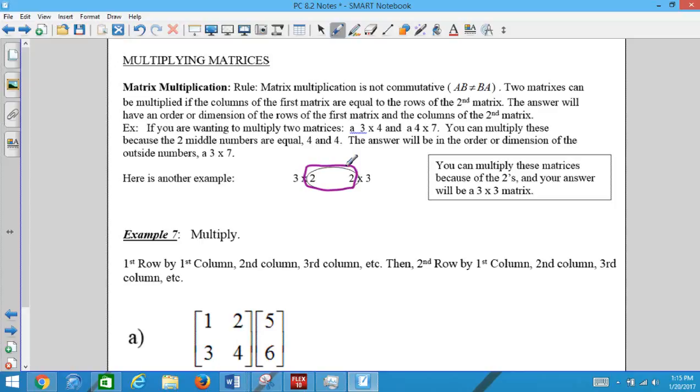And what's very nice about doing this too is after you check them and you say, yes, you can multiply, the other two numbers tell you what your answer matrix would look like. So if I multiply a 3 by 2 times a 2 by 3, I will get a 3 by 3 when I am done. That's what those numbers will tell you.